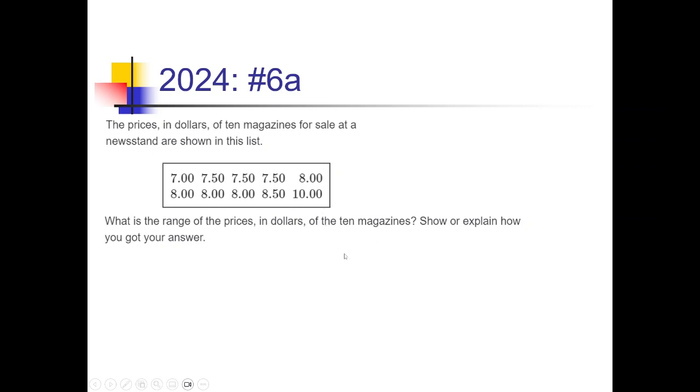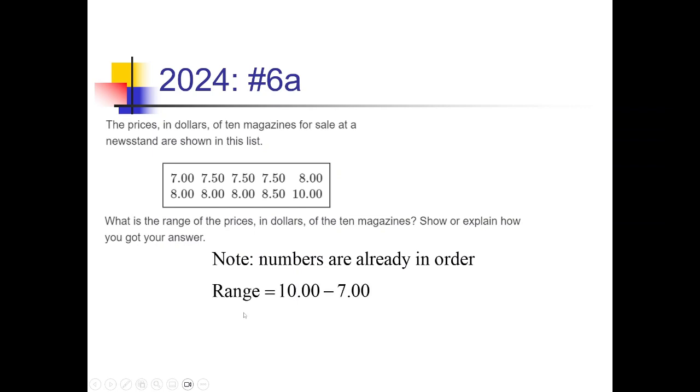One thing that is important to notice here is if you look at these, they are actually already in order, which is going to help us with a lot of the things that we're trying to figure out with these. So to find the range, in general, you're doing highest minus lowest value. The highest value, since these are in order, is already at the end here. It's 10. Lowest value is 7. So the range is just going to be 10 minus 7, which is going to be $3.